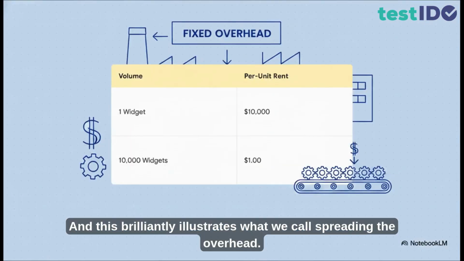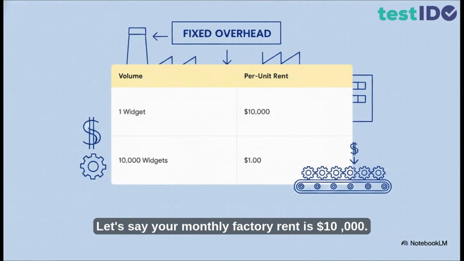And this brilliantly illustrates what we call spreading the overhead. Let's say your monthly factory rent is $10,000. That drops from a seriously painful $10 grand per unit if you make just one single widget, all the way down to a highly efficient $1 per unit if you crank out 10,000 widgets. The total rent didn't budge at all. It's still $10,000, but the per unit cost absolutely plummeted.